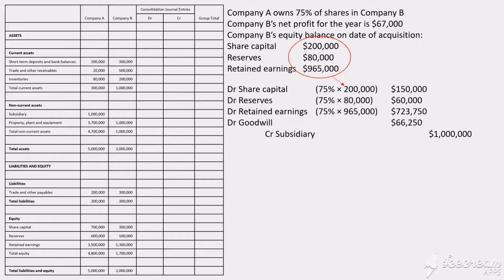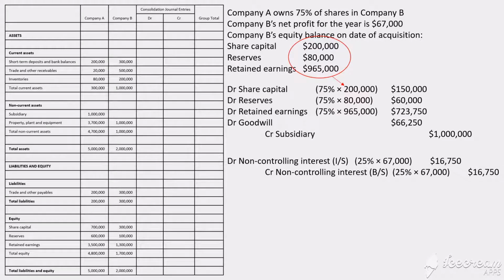To attribute the current year net profit to non-controlling interest, we always use the current year net profit. So we will debit non-controlling interest income statement and credit non-controlling interest balance sheet. Take 25%, multiply by the current year net profit of $67,000.